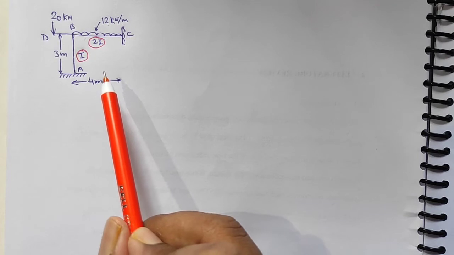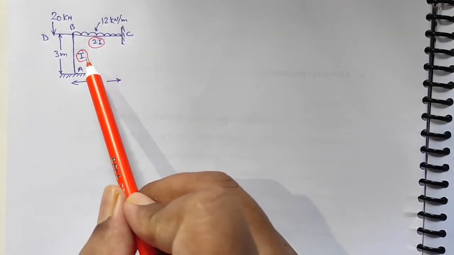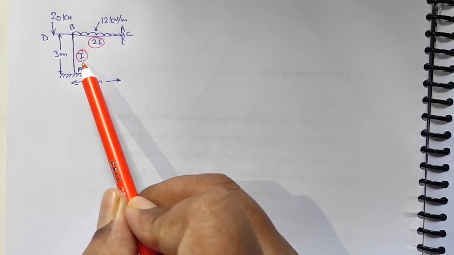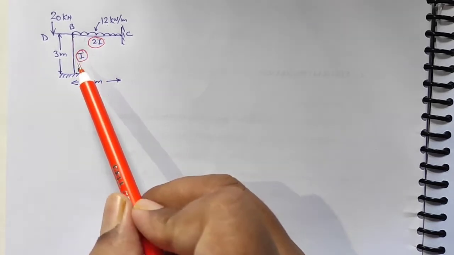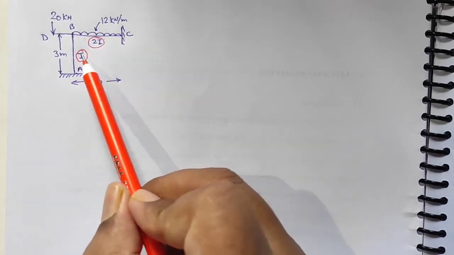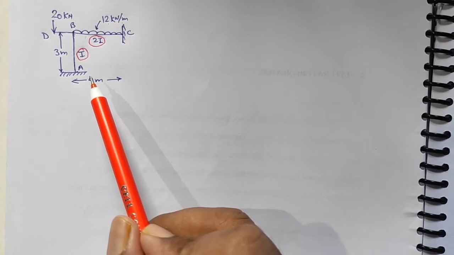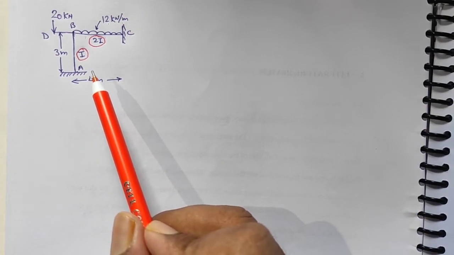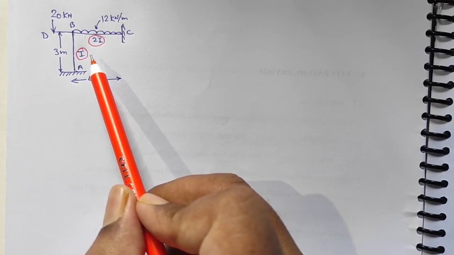The moment of inertia for both the members AB and BC is different, as we can see that the moment of inertia for member AB is I and BC is just double, that is 2I. We have to analyze the beam by slope deflection method and draw a bending moment diagram for this given question.